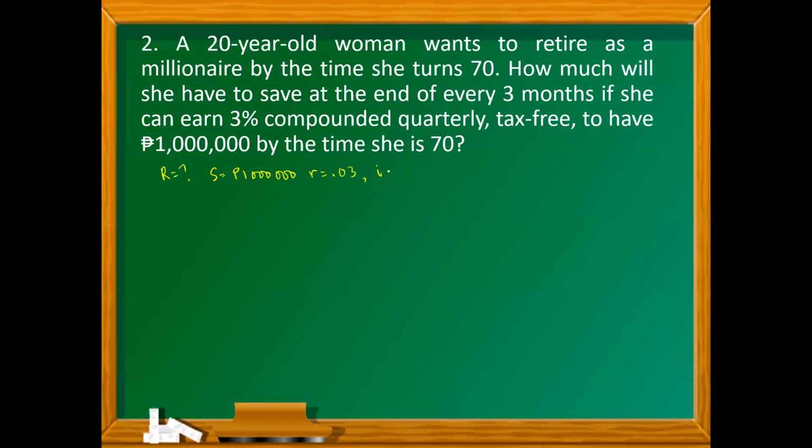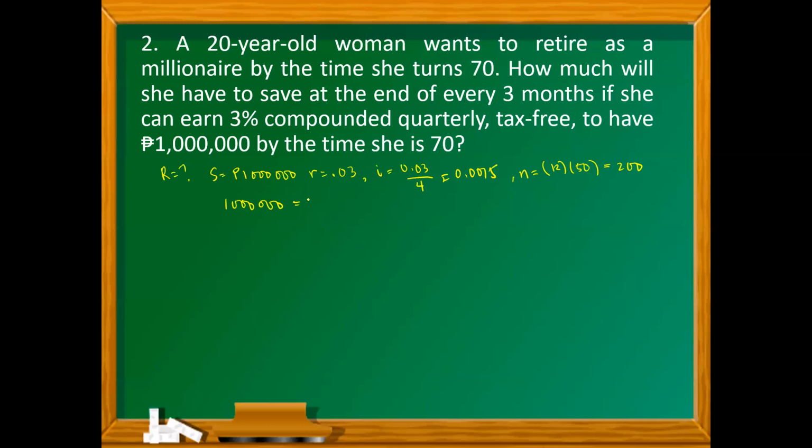Then we have to divide that 0.03 by 4 since there are 4 quarters in a year. And i equals 0.0075. Then n equals the product of m and t. m is 4 while t equals 50, and n equals 200. So substituting the given in the formula, we have 1 million.